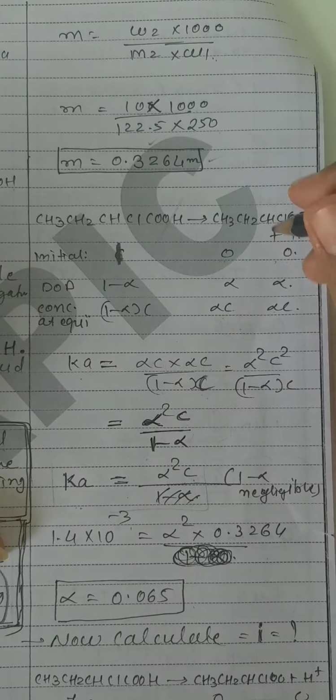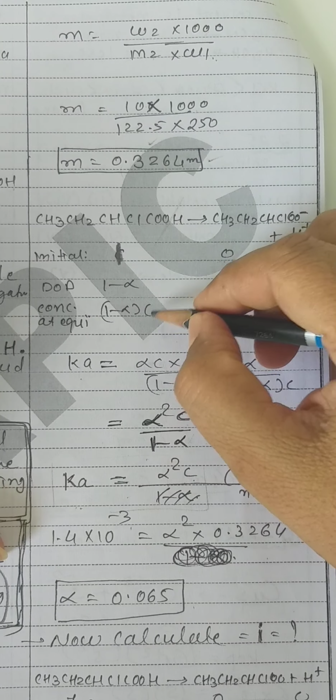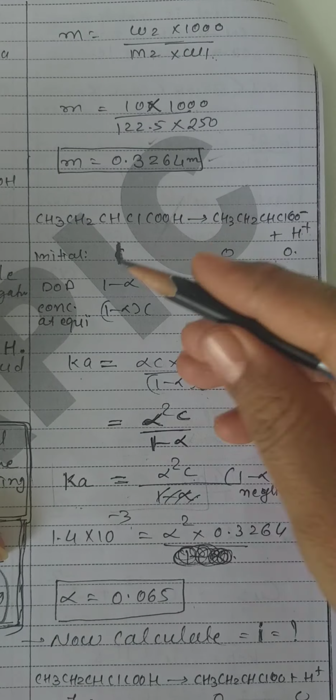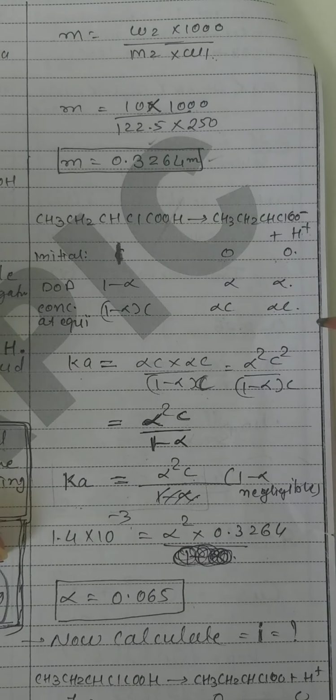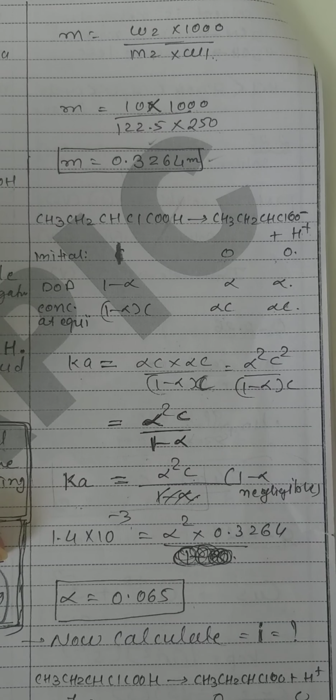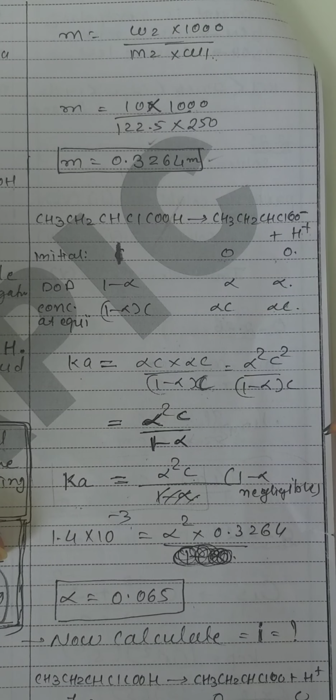Now we know that degree of dissociation is alpha, so at equilibrium we have 1 minus alpha, alpha and alpha. So concentration at equilibrium is 1 minus alpha into C, alpha into C, alpha into C. Now dissociation constant K, how we calculate? Product upon reactant. So alpha C into alpha C upon 1 minus alpha into C. So alpha square C square upon 1 minus alpha into C. C cancels. So we get alpha square C upon 1 minus alpha.